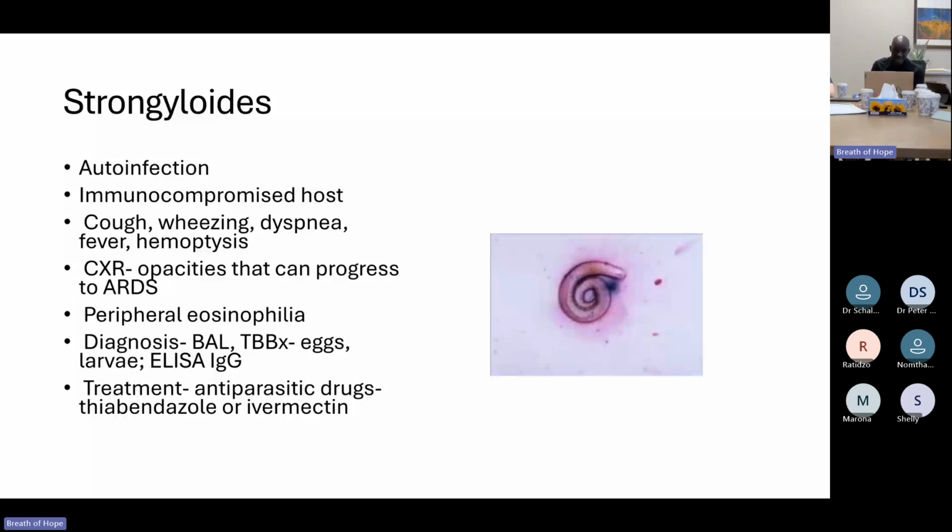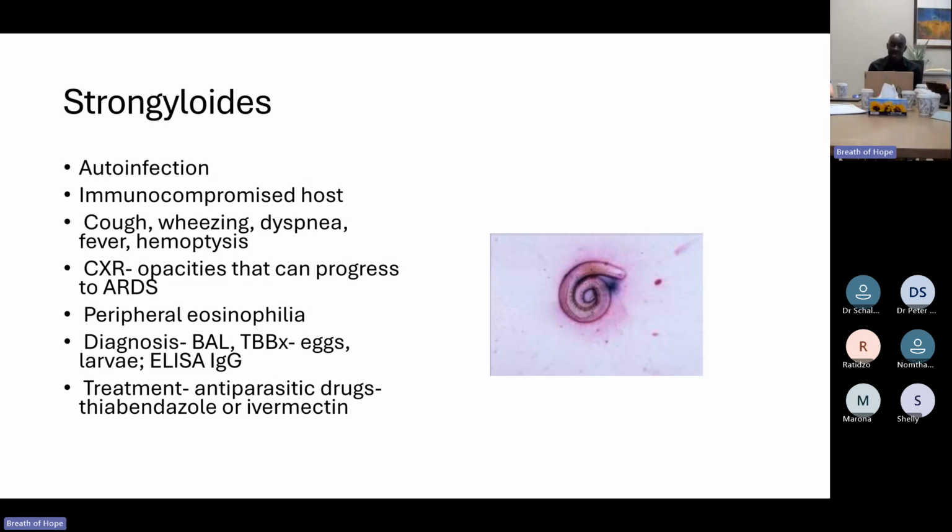Strongyloides. I think I was very unfortunate to have that during my childhood in South Sudan, and they tend to also have auto-infections, tend to be in immunocompromised hosts, but I think I was young at that time, the age of 7. And then they present, of course, I remember, with cough, wheezing, dyspnea, fever, and hemoptysis. Chest X-ray shows opacity that can progress to ARDS. I didn't know whether they have opacity or not, but anyway, the patient will have peripheral eosinophilia.